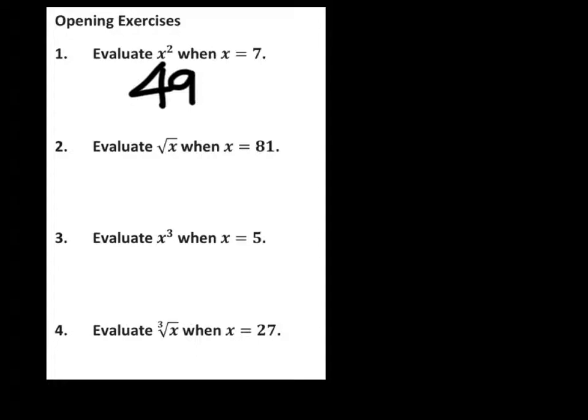The square root of x when x is 81. 9. Evaluate x cubed when x is 5. Calculator if you don't know it off the top of your head. It's not a game show. 125. You get that by doing 5 times 5 times 5. That's 5 cubed. What is the cube root of x when x is 27?